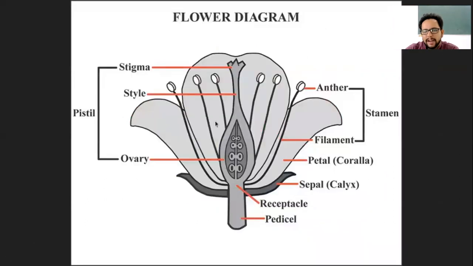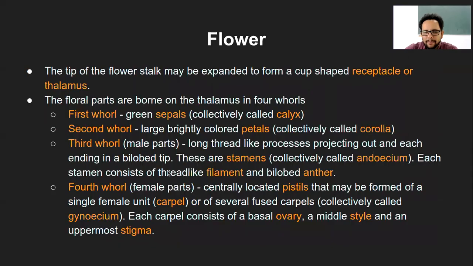Again, in this second flower, this is the pedicel, receptacle. This part, which is kind of dark gray, that is sepal, or it is also called calyx. And these petals, which you can see around this central part, are called petal, or collectively they are known as corolla. So these are the first and second whorl of the flower.